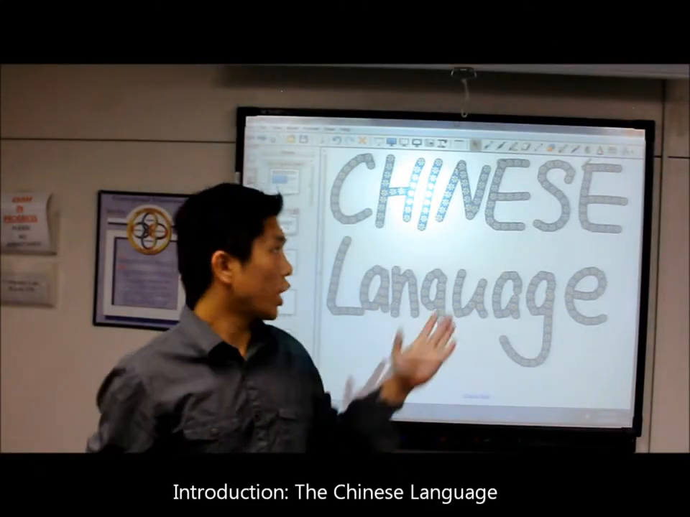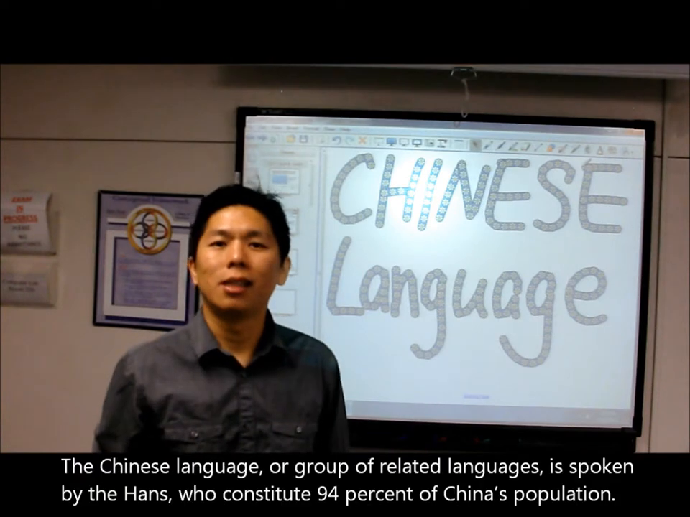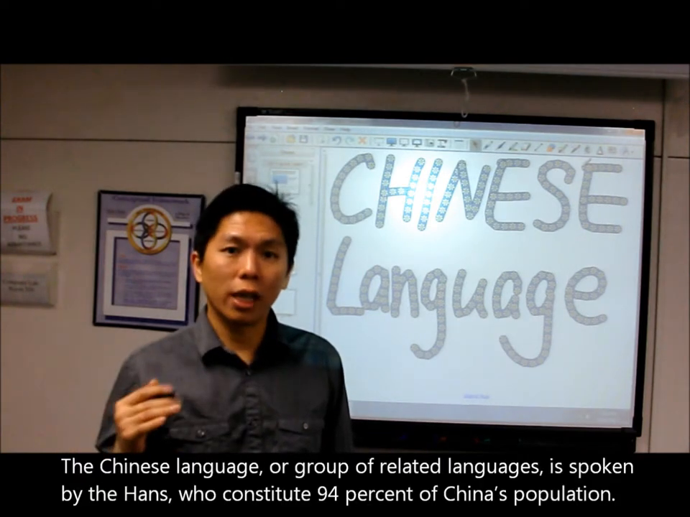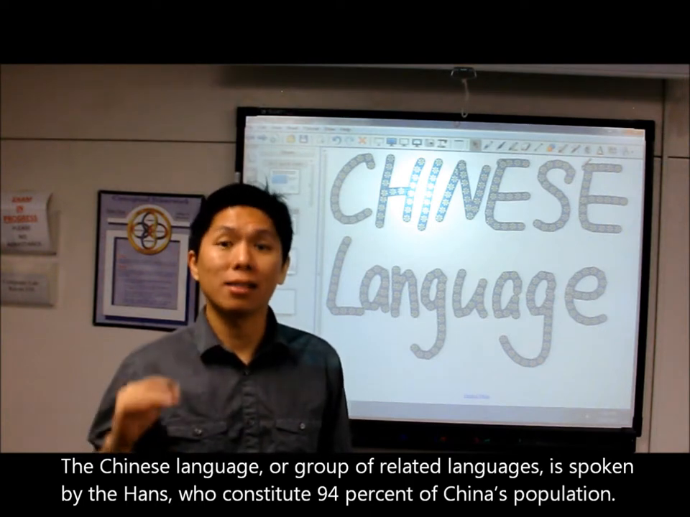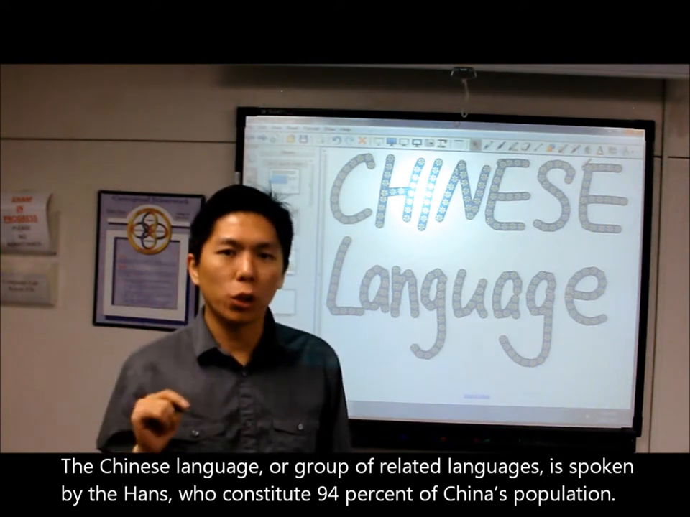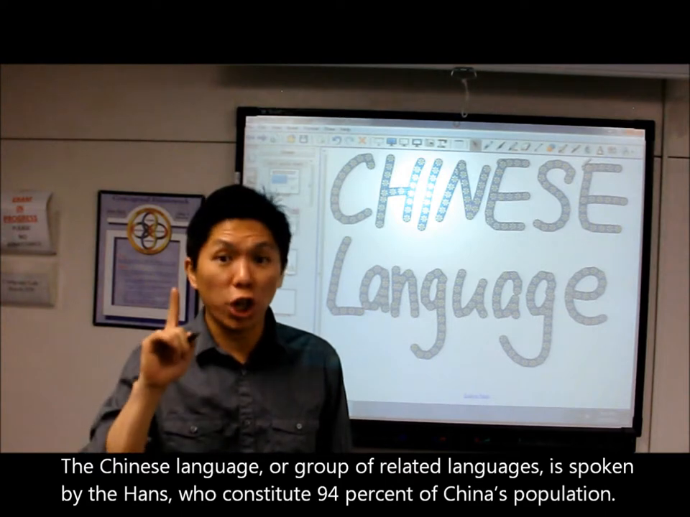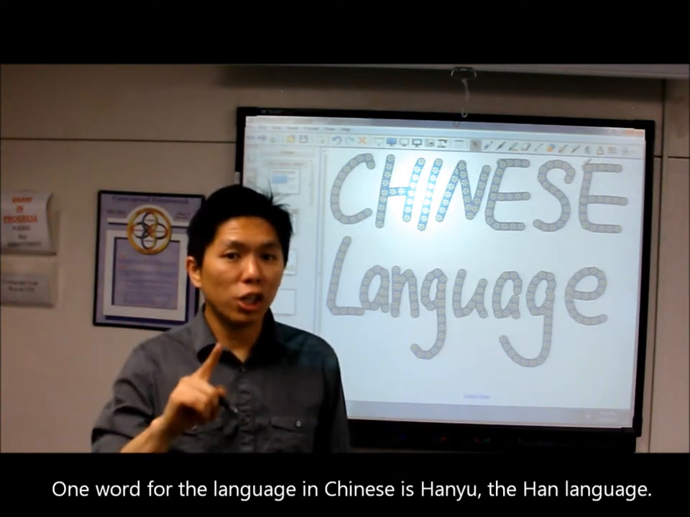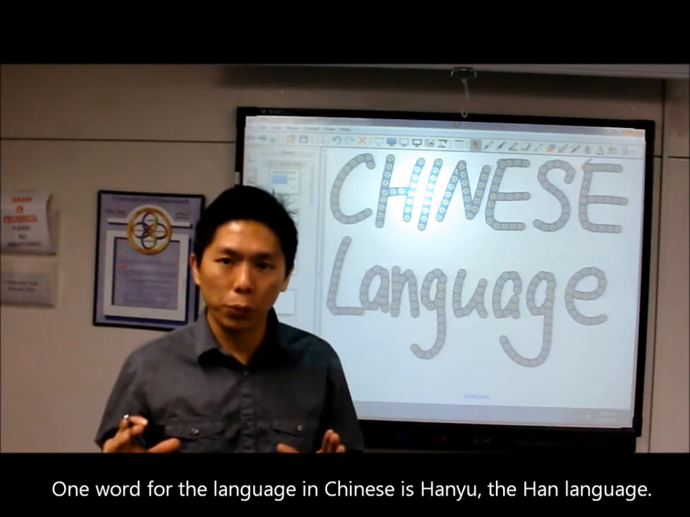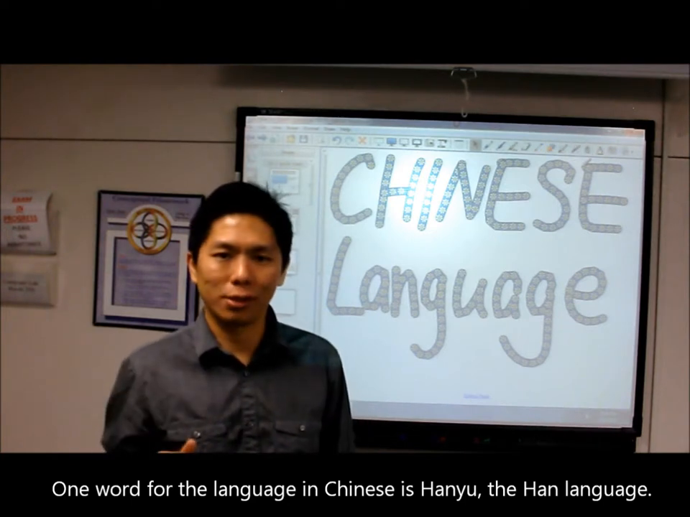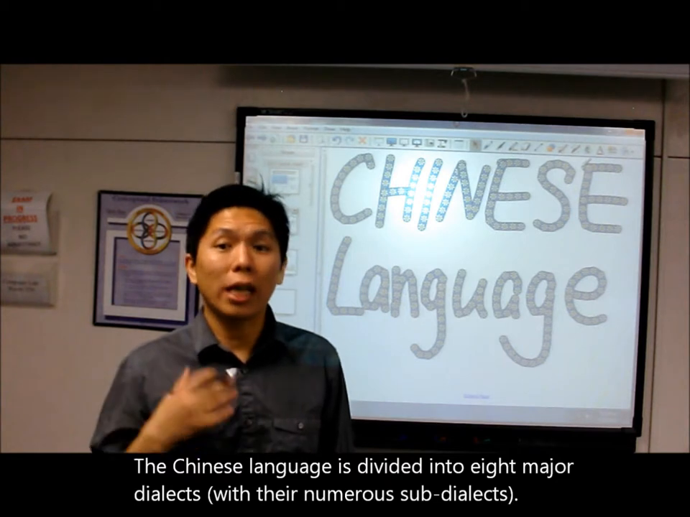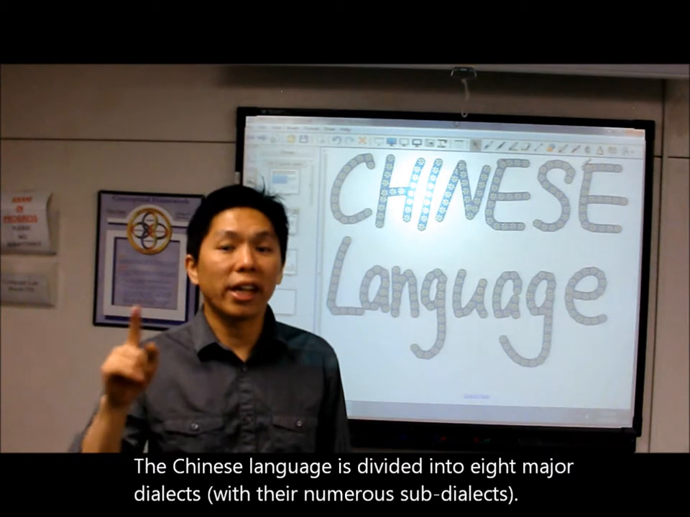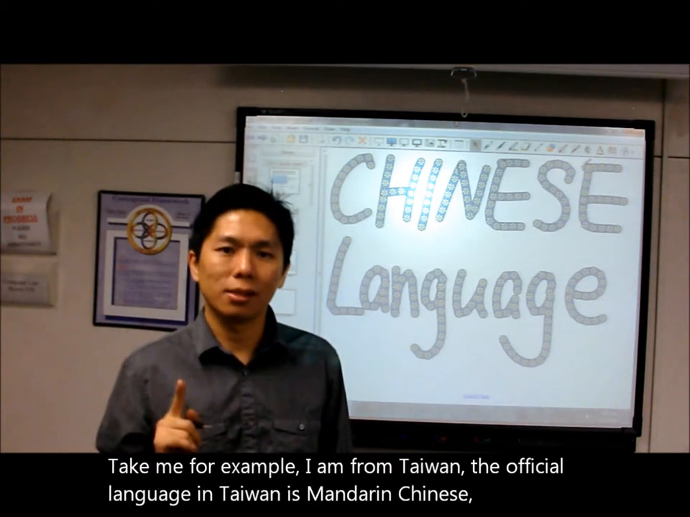Introduction, the Chinese language. The Chinese language, or group of related languages, is spoken by the Han, who constitute 94% of China's population. One word for the language in Chinese is Han Yu, the Han language. The Chinese language is divided into 8 major dialects with their numerous sub-dialects.